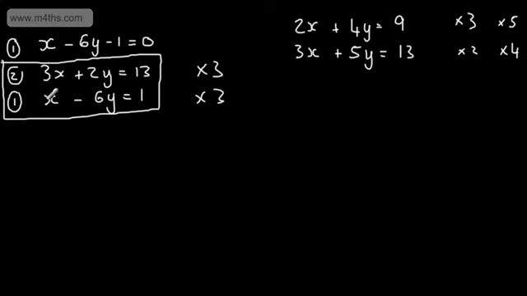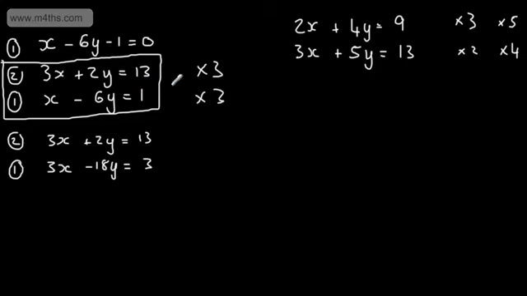What I'm going to do is multiply this bottom one here, which is going to be equation 1, by 3. So now equation 2 is just 3x plus 2y is equal to 13, and then equation 1, which I've written like so, we've got 3x minus 18y is equal to 3. This is often a bit of an error students make. They don't multiply through by 3 on each term. Often they leave that there.